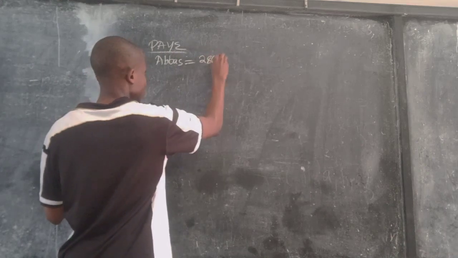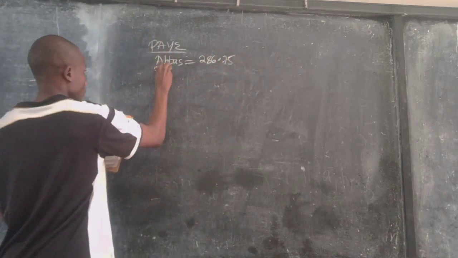Then you have to find the PAYE. PAYE is found by taking 286.75 for everyone.